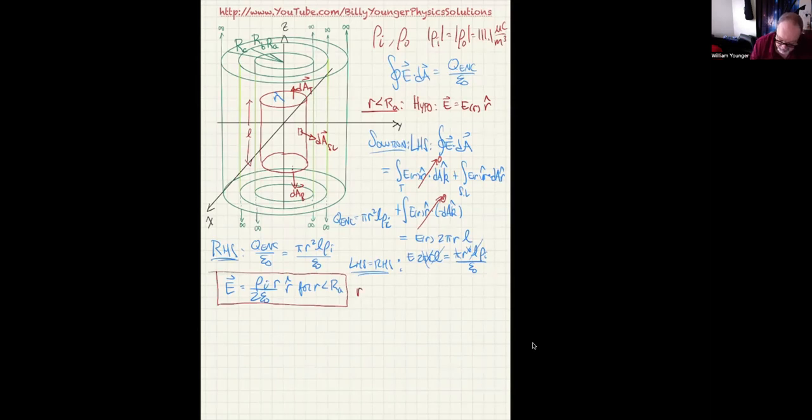Now, let's consider, better yet, let's consider r a less than r less than r b. Again, left-hand side, as I explained to you before, even though now we have a Gaussian surface that is, in fact, this big, it still has, of course, a radius r, but this time the r is between them. But as I said before, the left-hand side is just going to be the integral of E dot dA is equal to 0 plus 0 plus E times 2 pi r l.